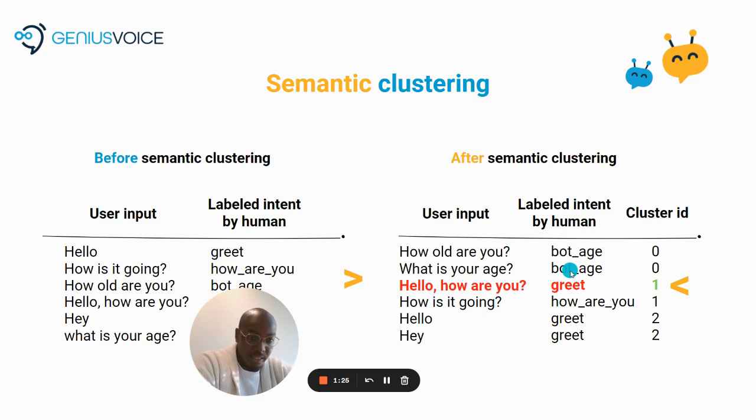If we take a look here at "hello, how are you," which was labeled by a human with intent greet, then we can see that maybe this isn't correctly labeled, right? So according to the semantic cluster, this sentence is part of cluster ID 1. And if we look at another sentence in cluster ID 1, we can see that "how is it going" is right in there and was labeled with intent how are you. And how are you and how is it going are similar. So in this sense, "hello, how are you" is incorrectly labeled with intent greet.